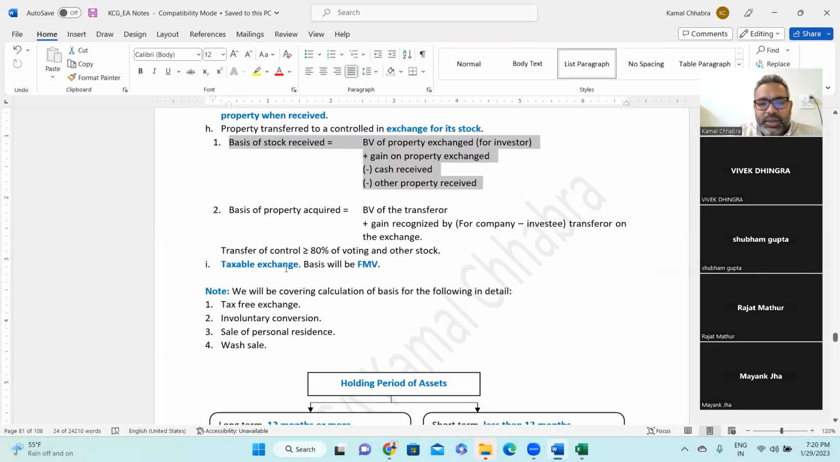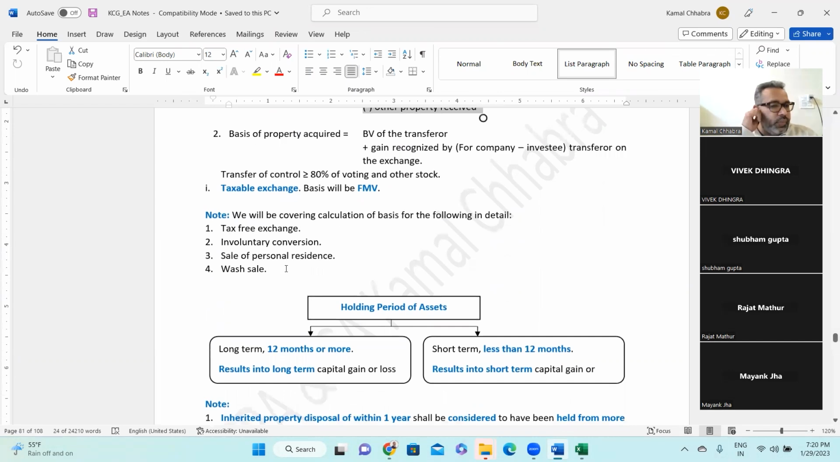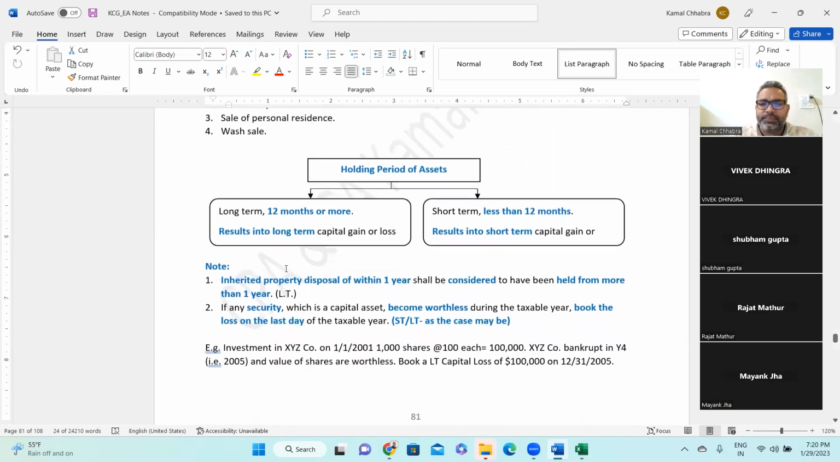Last one is taxable exchange. The basis will always be fair market value. So we will be covering calculation of basis for the following in detail: tax-free exchanges, involuntary conversion, sale of personal residence, and wash sale. We'll be discussing those in detail.